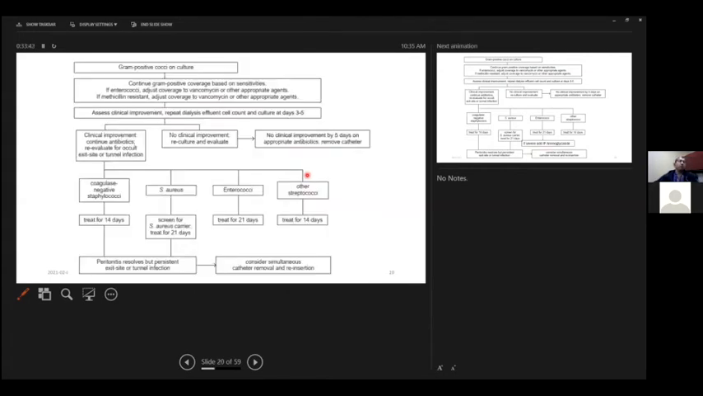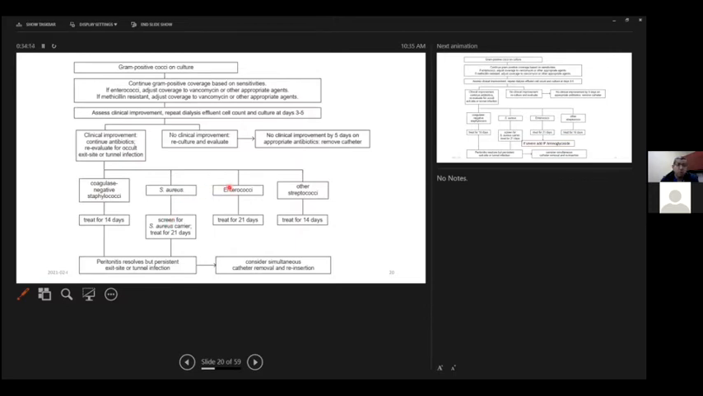Okay, now if it is gram positive, what do you do? When you have a gram-positive culture, I'm just going to walk you through this slide. You basically start treating empirically and see whether the patient has a clinical improvement or not. If you don't, you'll have to see. If you have a culture suggestive of coagulase-negative staphylococcus, treat for 14 days. So this is our CoNS, our staph epidermidis. But if you have staph aureus, you have to respect it. Treat it for 21 days.